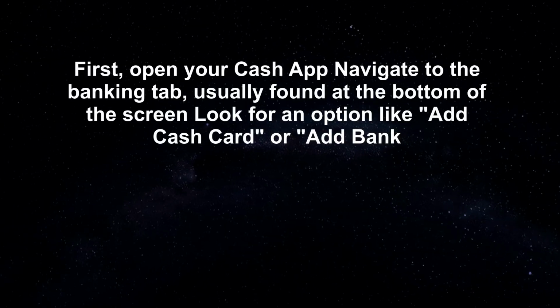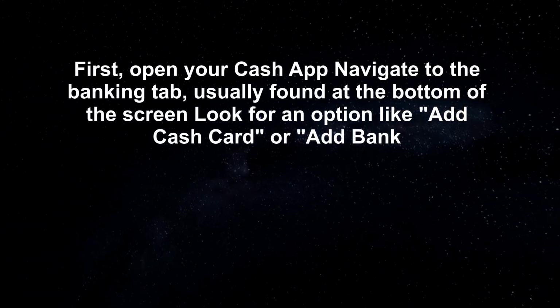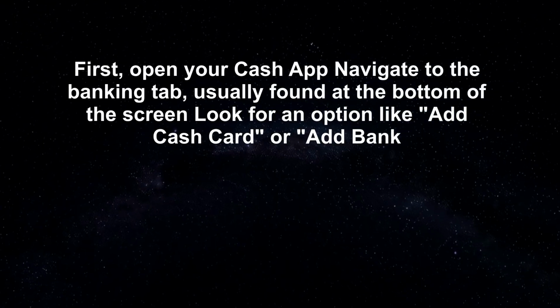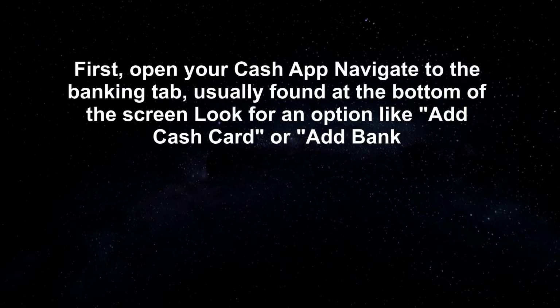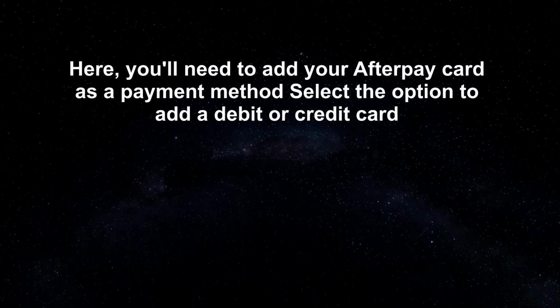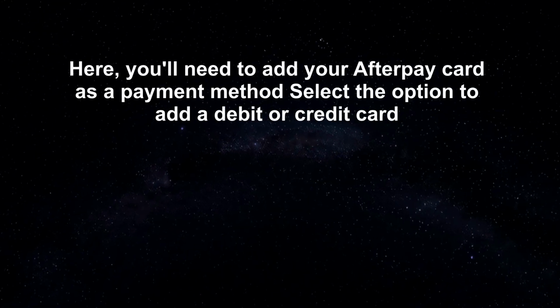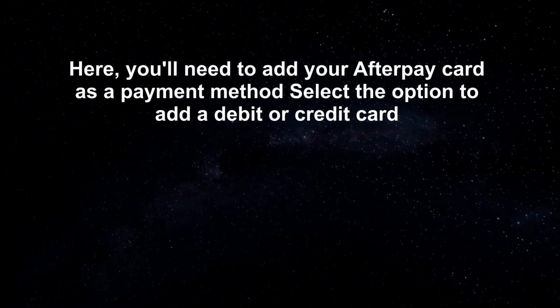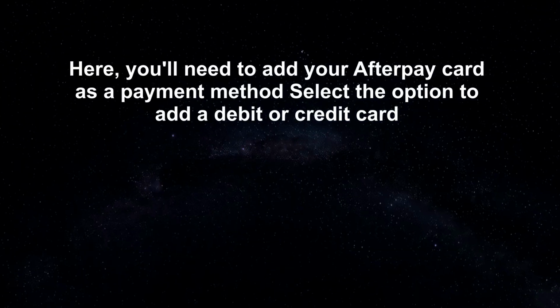First, open your Cash App, navigate to the Banking tab. Usually found at the bottom of the screen, look for an option like Add Cash Card or Add Bank. Here, you'll need to add your Afterpay card as a payment method. Select the option to add a debit or credit card.